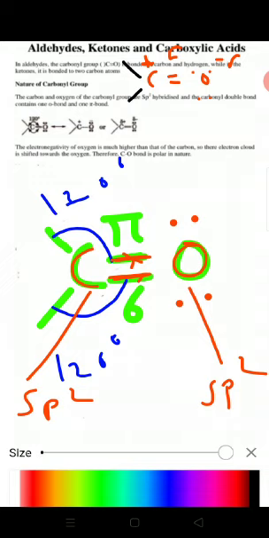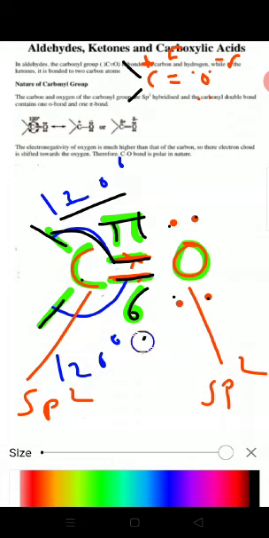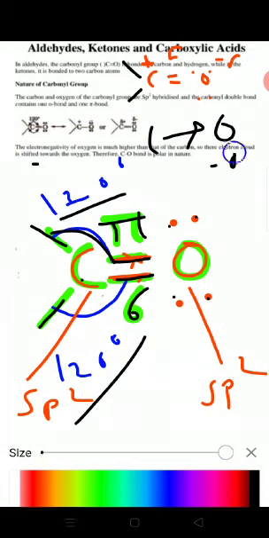What is the nature of the carbonyl group? The carbon and oxygen are bonded with a double bond. Out of these, one is a pi bond and one is a sigma bond. Oxygen has two lone pairs on it. The bond angle is 120 degrees. This is a polar bond because oxygen has more electronegativity than carbon, and hence the electrons are pulled toward the oxygen, and hence oxygen carries a partial negative charge and carbon carries a partial positive charge. This is about the nature of the carbonyl group.